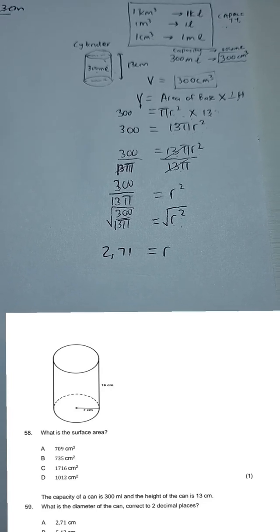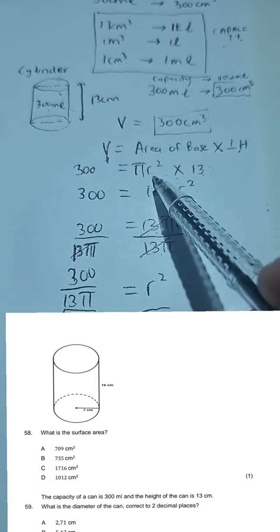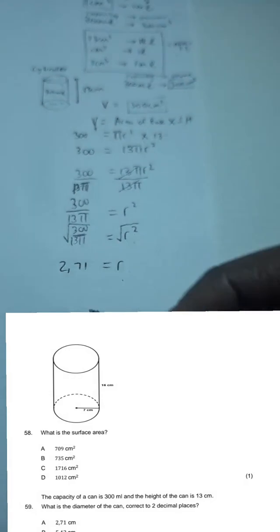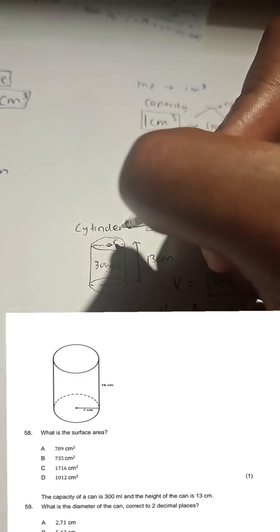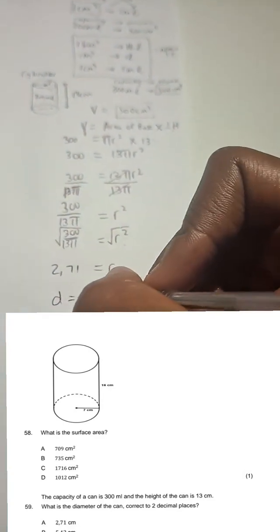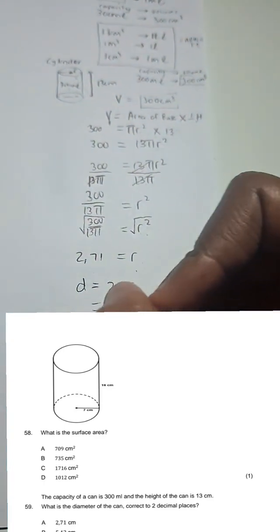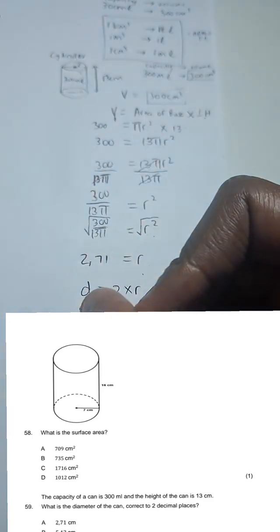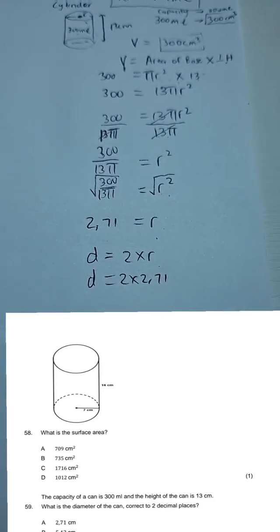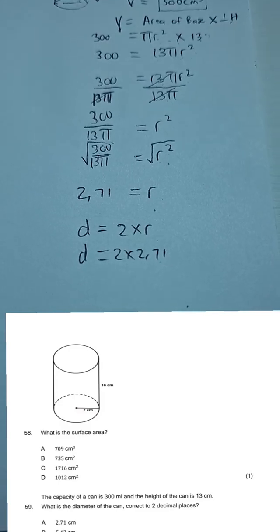2,71. Okay, now remember, we don't want the radius. The question asked for the diameter. If we look at this cylinder, the radius is half the diameter. So if we want the diameter, we must multiply the radius by 2. So what's 2 times the radius? The radius is 2,71. What's 2 times 2,71?